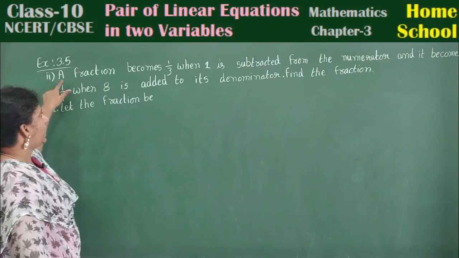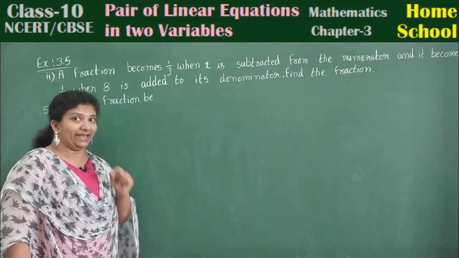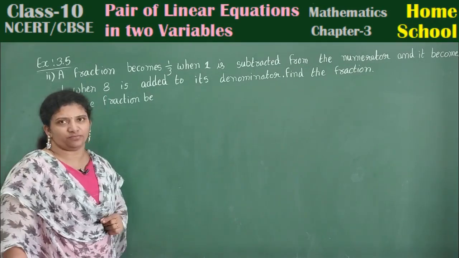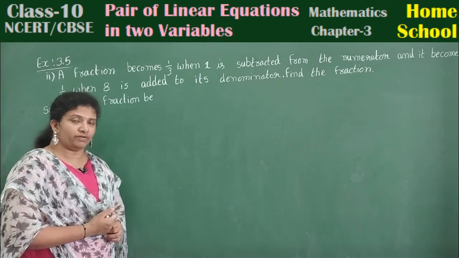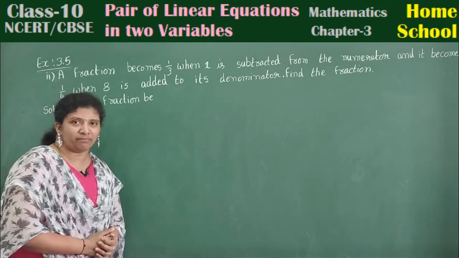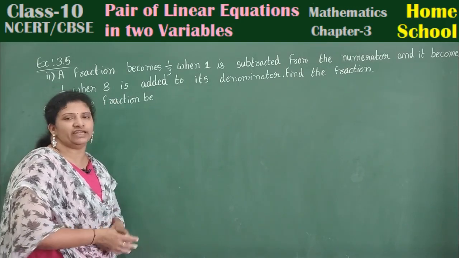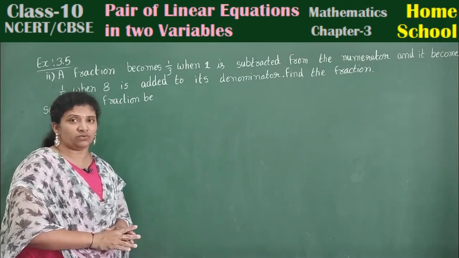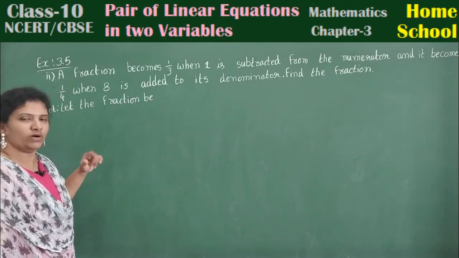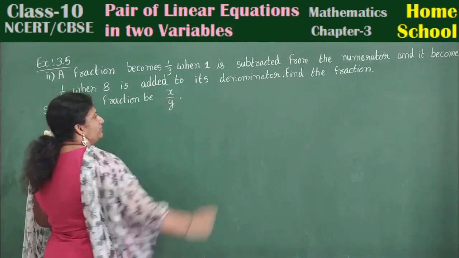Second problem, a fraction. Fraction, immediately what do you remember? Numerator and denominator, right? A fraction becomes 1 by 3. Similar problem we have done before in the exercise, no? A fraction becomes 1 by 3 when 1 is subtracted from the numerator. Stop and frame the first equation, then you can continue the problem. Let the fraction be, what shall we assume? Let the fraction be x by y.